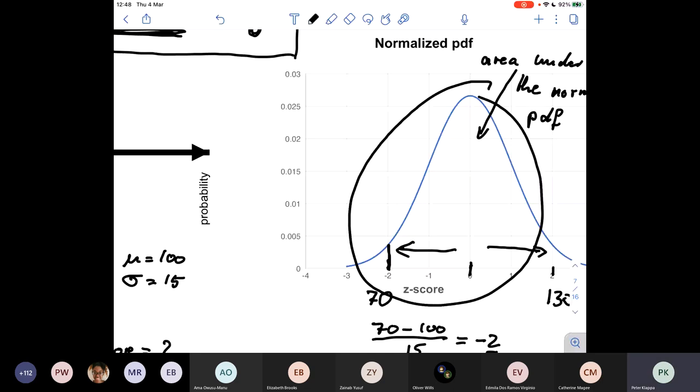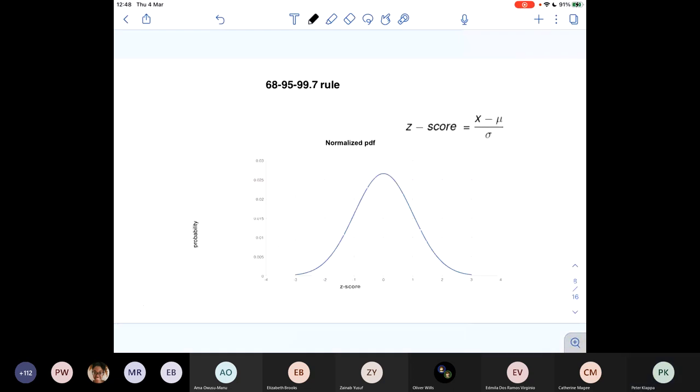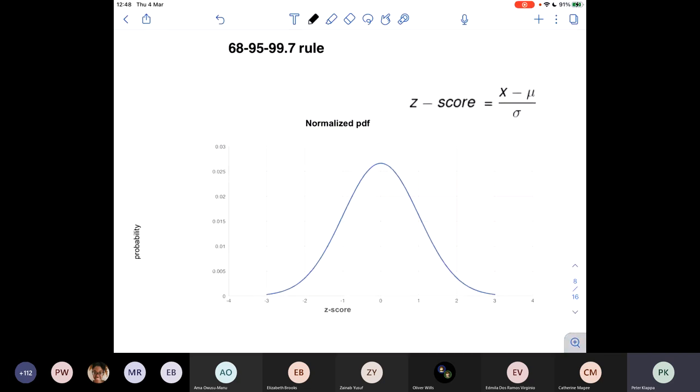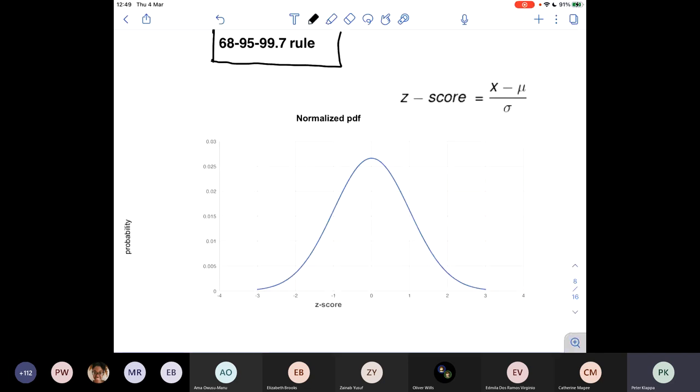But if we've got that for the normalized version, then we just simply do exactly the opposite thing and move back into our non-normalized version. Sounds terribly complicated, but luckily there is a sort of rule of thumb for this normalized PDF. That's the normalized PDF with the Z scores down here. And it turns out that we can use what is commonly known as the 68-95-99.7 rule.